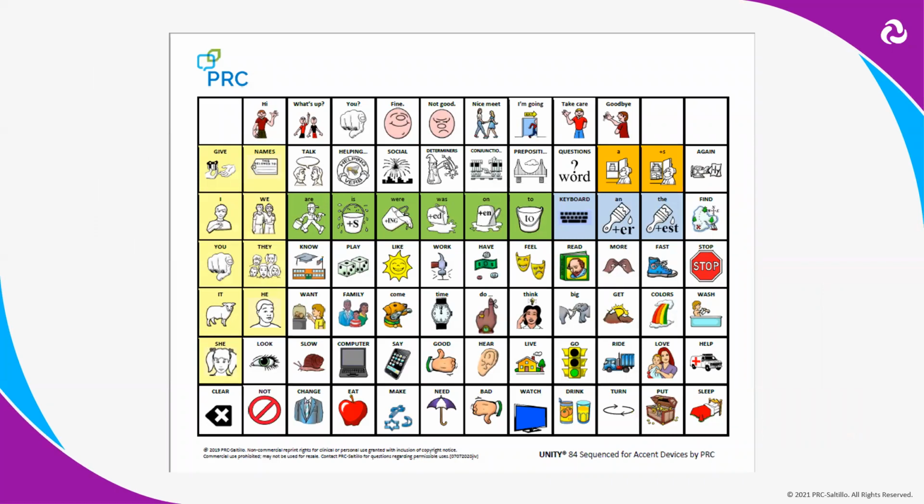This is a Unity 84 sequenced low tech board, and you can find this in your handouts as well. I'm going to be going maybe a couple pages deep on this. So what I model later on, or what we talk about, may not be on this home page, but you can definitely adapt that to wherever your learner is. But these are all core word-based low-tech boards that I'm sharing with you.